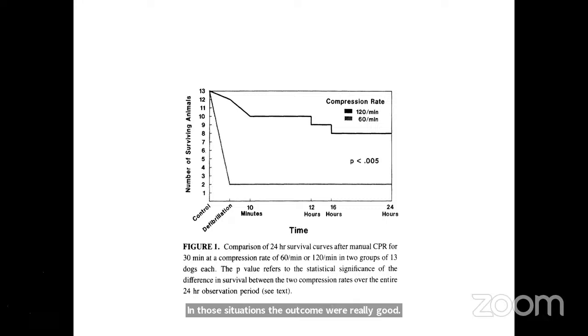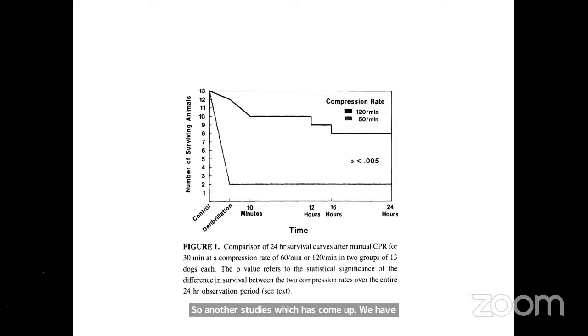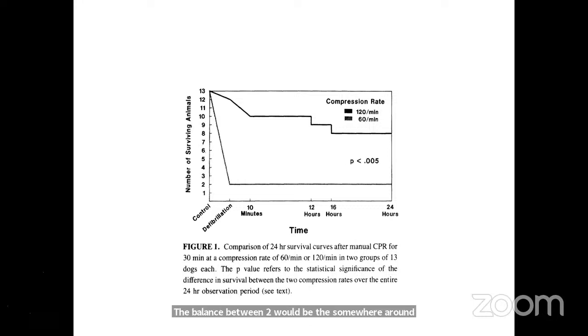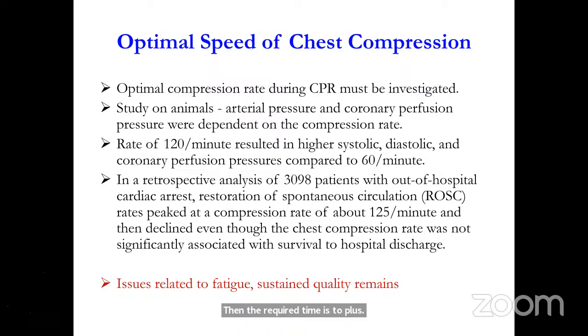And subsequently we also understand that when you start compressing the chest, we have to balance two aspects. One, it should be at good compression speeds, maintaining the coronary perfusion. But simultaneously, we also have to allow time to refill. Another study which has come up suggests that the balance between the two would be somewhere around 125, 126 compressions per minute. Because if we go too high, then the time is too little and the filling may not happen appropriately. So based on this, it appears that the rate of 120 per minute, which resulted in a higher systolic, diastolic, and coronary perfusion pressure, is appropriate.